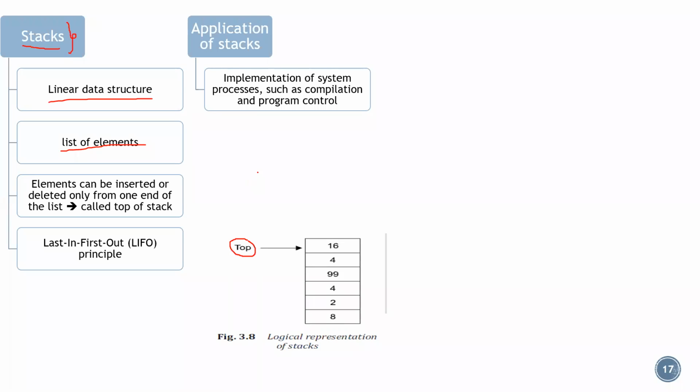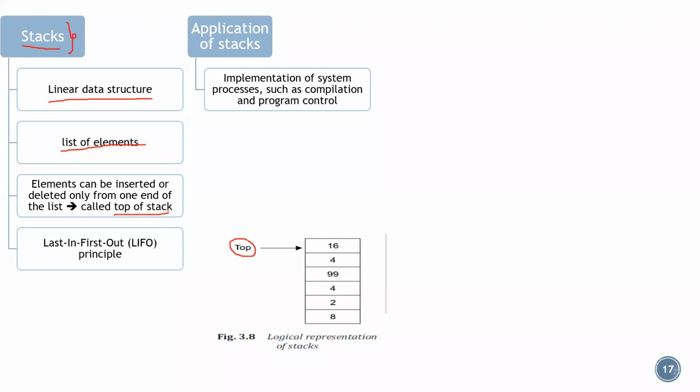Suppose you have a rack in which you have kept the books. If I have to keep a new book, logically I can keep it on top of that book. So that is a stack of books. Now if I have to remove, I first take the top book, then the next one. In this way, I can insert or delete from only one end, which is termed the top of the stack.